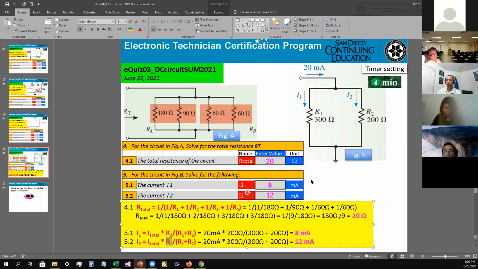Which one would have more current flowing through, R1 or R2? It's going to be flowing more through R2, because this one is a small resistance. Current takes the path of least resistance. Okay, so that covers that. Any other questions?